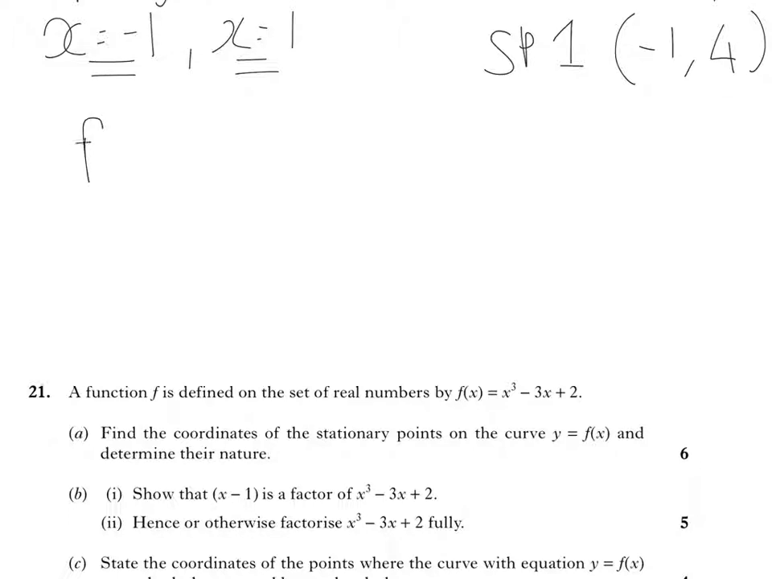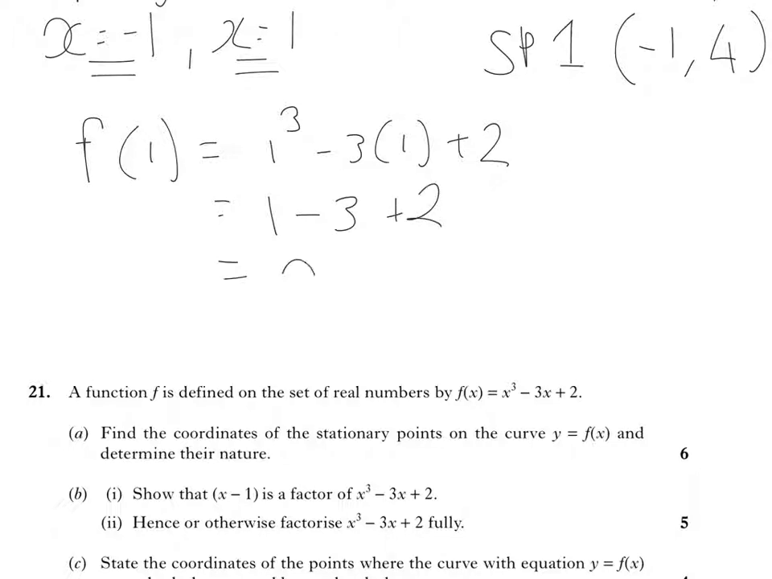I'm now going to find the y coordinate for the point at x equals 1. So f of 1 is 1 cubed minus 3 lots of 1 plus 2. So that's 1 minus 3 plus 2, and that's 0. So stationary point 2 then is 1, 0.